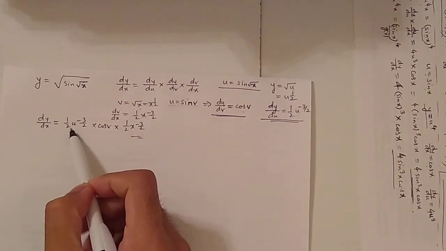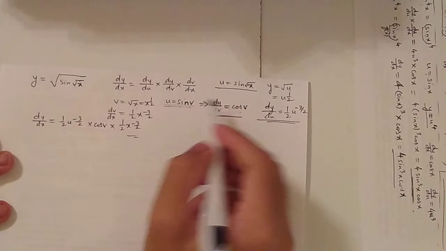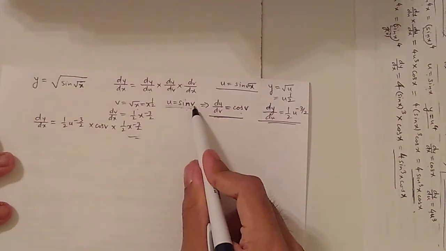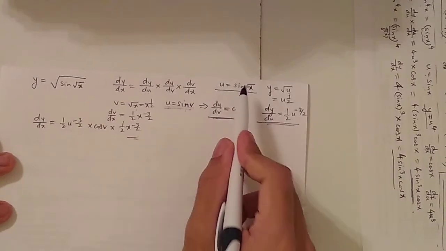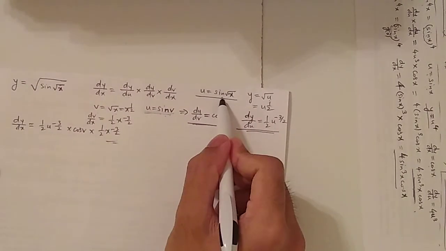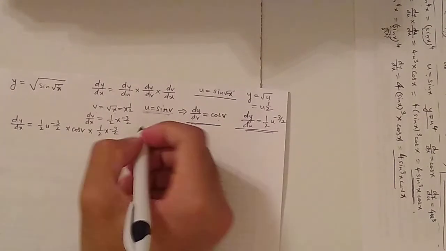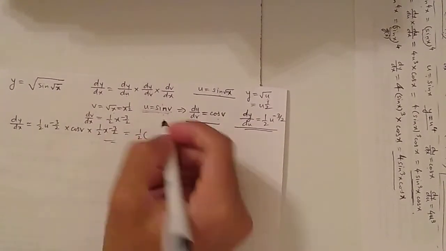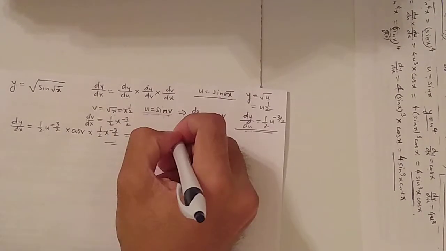So what is the expression for u though? For u, we could use sine v. We could use this expression, u equals sine v, but this actually has v in it. We need to remove v as well. This expression though, u equals sine of root x, does not have any v or u, and so we can use this expression. So this becomes half into sine of root x, the whole raised to minus 3 by 2.